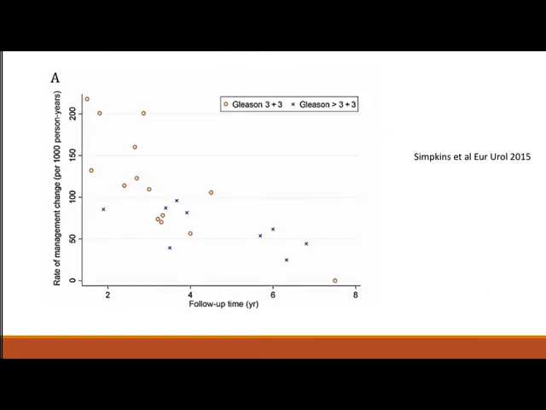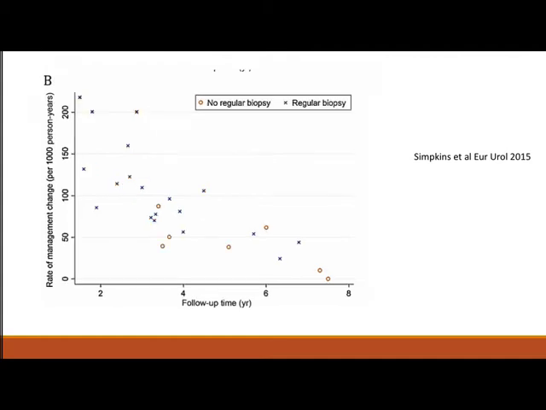So then this graph just shows that the grade 6s tend to move on early and the grade 7s tend to last longer. So is it because the grade 6s get reclassified more, upgraded more perhaps, whereas the grade 7s tend to be grade 7 and they continue on rightly or wrongly on active surveillance for a longer period of time. And those that had regular biopsies tended to move on, have a change in management early, whereas those who had no regular biopsy tended just to stay on active surveillance longer term.